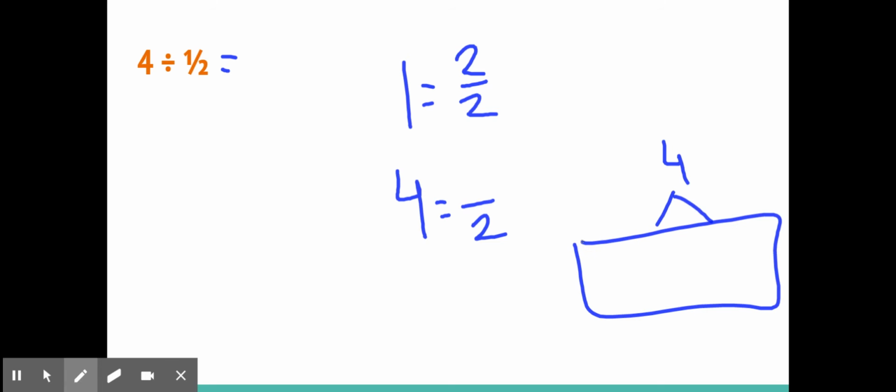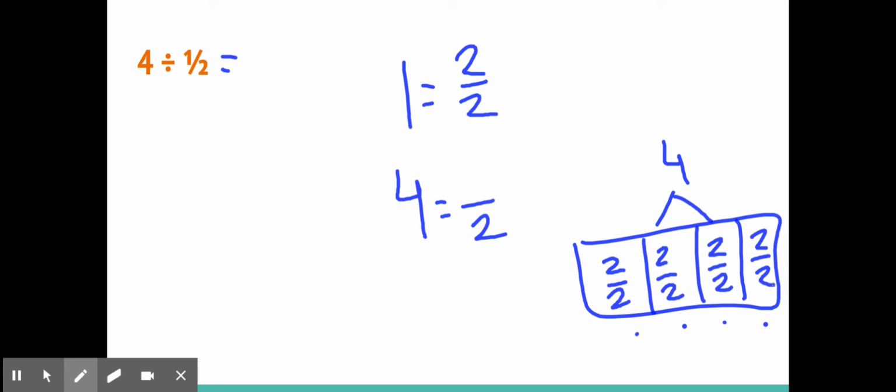So I have 4 divided by 1/2. All right, so I know that 1 whole is the same as 2 halves. So if I have 4 wholes, how many halves will that give me? Well, I have my 4 wholes, 1 whole, 2 wholes, 3 wholes, 4 wholes. Each one is going to be 2 halves. So how many total halves is there? 2 halves, 4 halves, 6 halves, 8 halves.